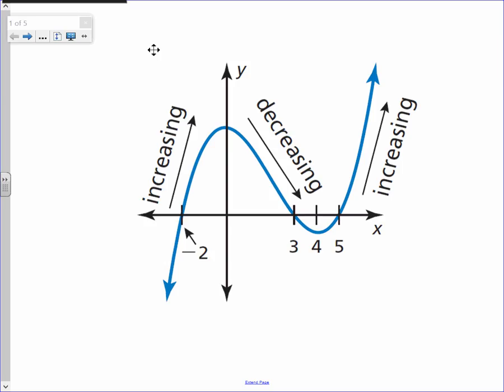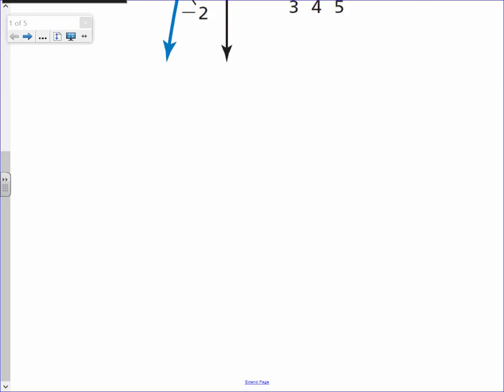Pac-Man symbols. Let's review really quick what the Pac-Man symbols mean.